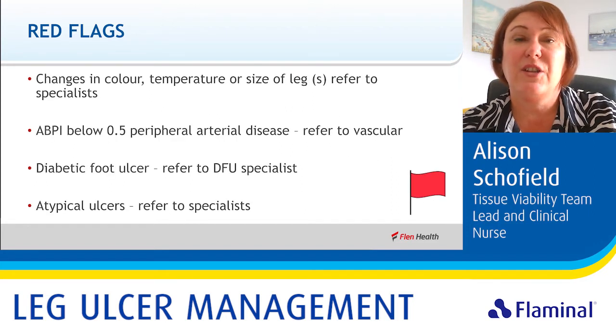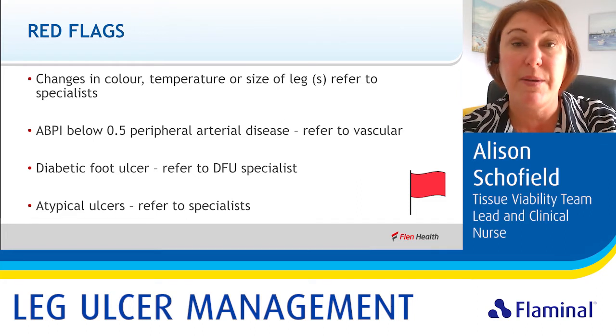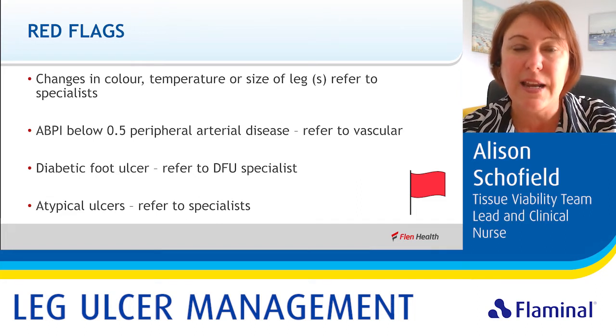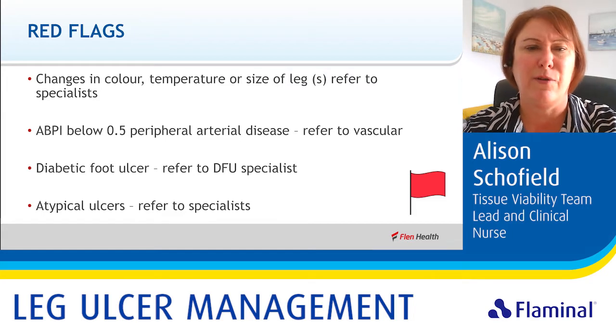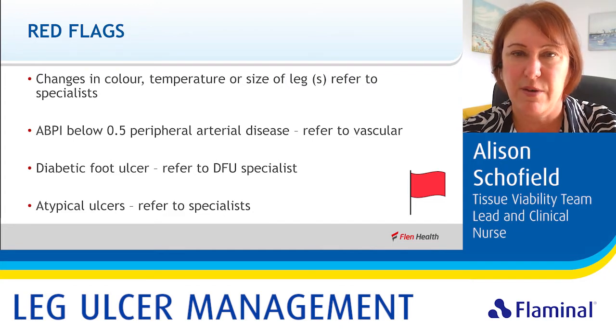So if the leg changes in size, say if you've got one leg that swells up, it may be DVT, things like that. So anything that's a little bit different. And then the ABPI below 0.5, we want to refer onto vascular there, because there's presence of peripheral arterial disease.